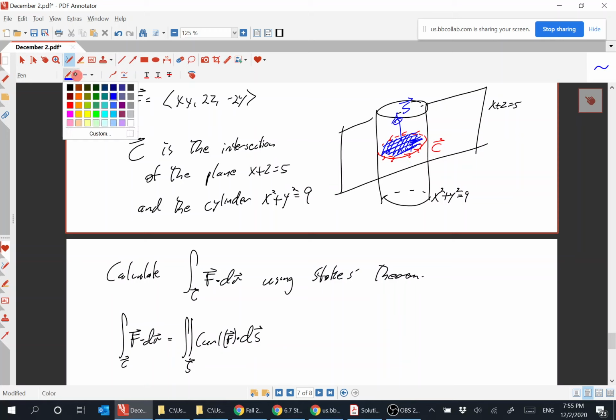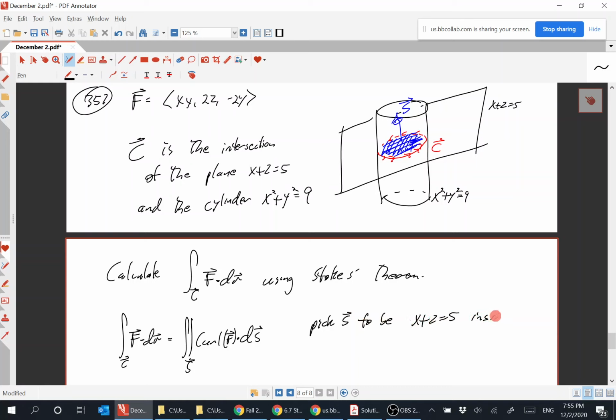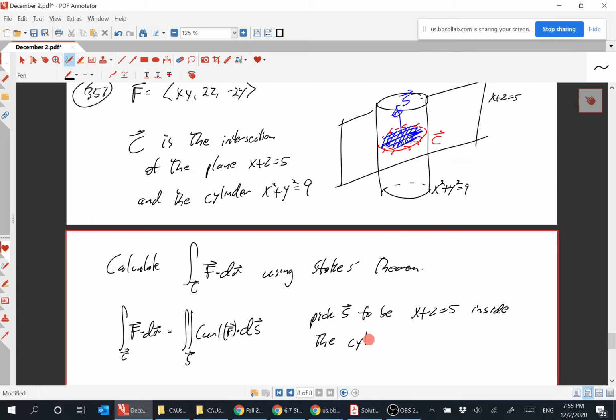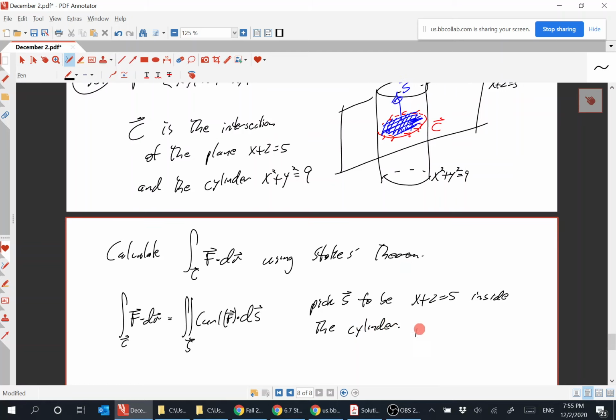So pick S to be x plus z equal to 5 inside the cylinder. So the cylinder gives you the boundary. So this is r of (x, y), where x is x, y is y, and z is 5 minus x. For x and y where? Which x's and y's?